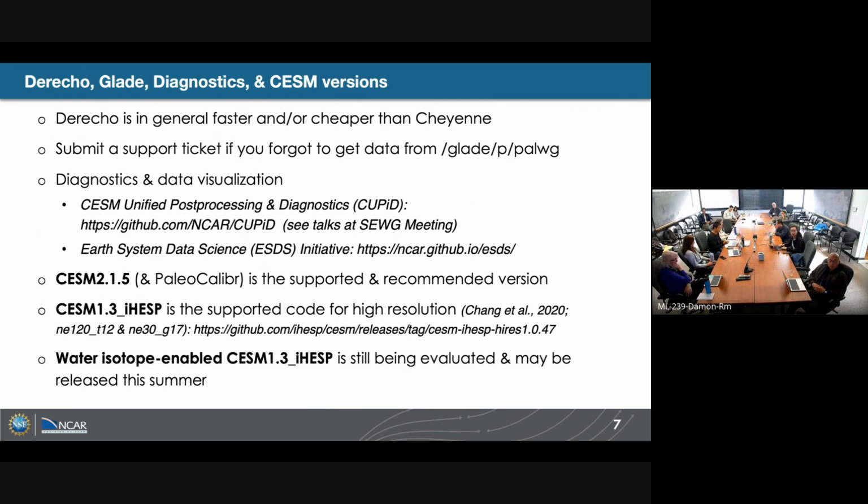And Betty already mentioned the high resolution version of the code, CESM 1.3, and it's supported, it runs on Derecho. Chang et al. has documented the high resolution and the standard resolution configurations. The code is available on GitHub. And we have added water isotopes into this high resolution version of CESM 1.3, and we are still evaluating the results. We plan to release the code later, hopefully this summer.